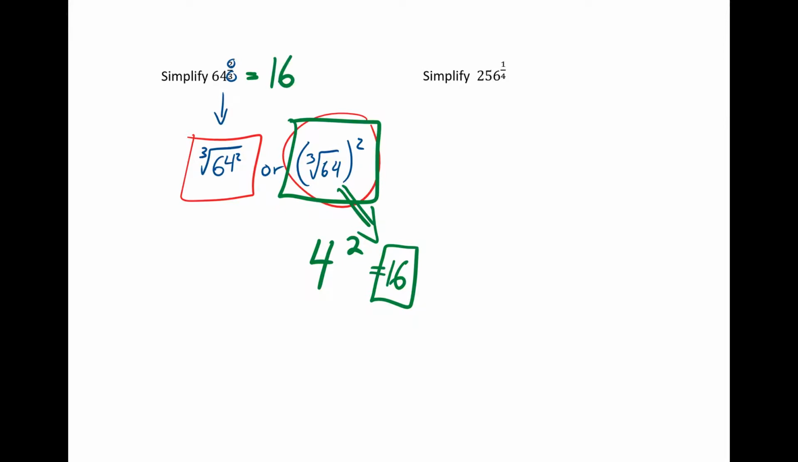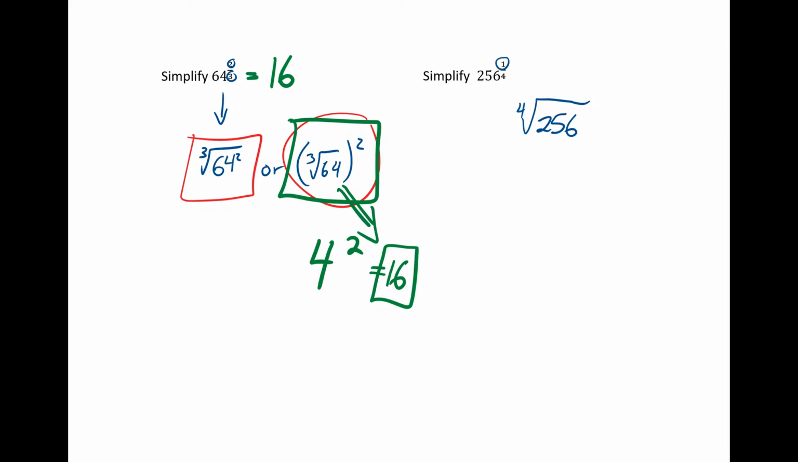One last problem. 256 to the 1/4 power. The number in the denominator is your index, or your root. And then the 1 up there, that's the power, so 256 to the 1st power. Why even write that? Because that's just 256. What is the 4th root of 256? What number times itself 4 times is 256? Now, you're going to want a small number because when you're dealing with powers, it grows really big.